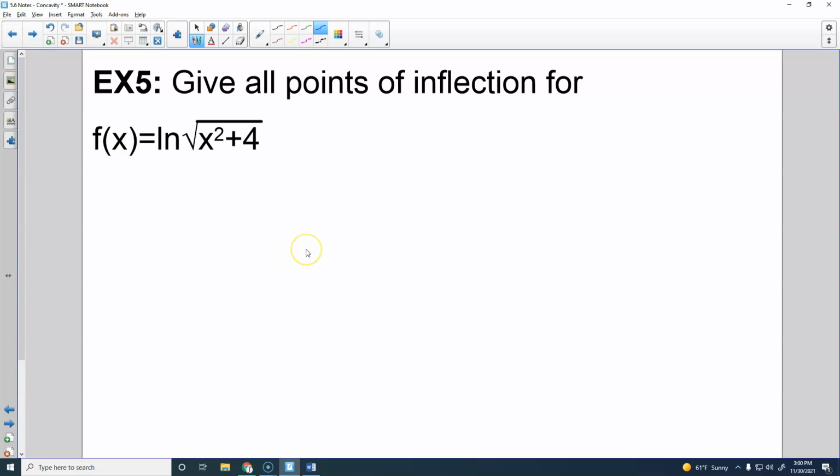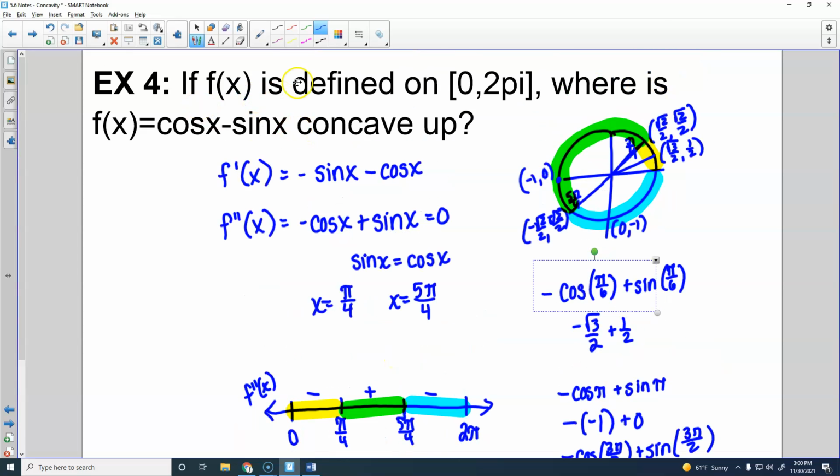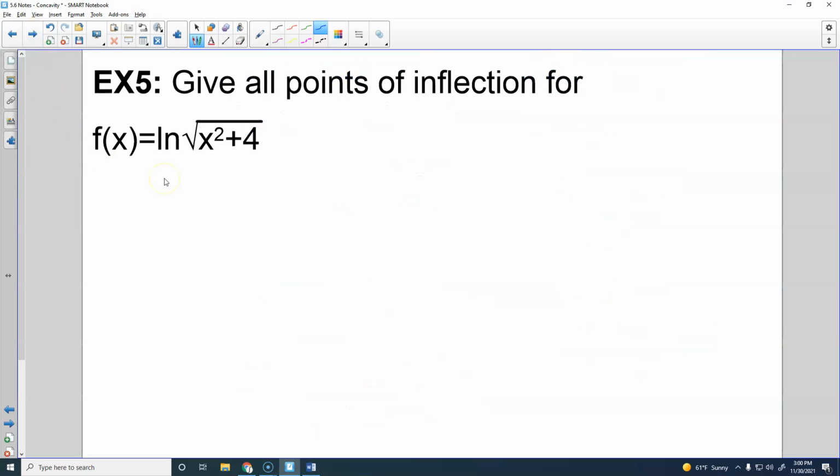Points of inflection. A point of inflection is where we switch concavity. So there's not a lot of difference here than the other. Those would be your x coordinates. If it needed your y coordinates, you'd plug back into the original to find the y coordinates. Most of the time, those problems just ask for the x coordinates. So 5 pi over 4 and pi over 4 would be our points of inflection there.